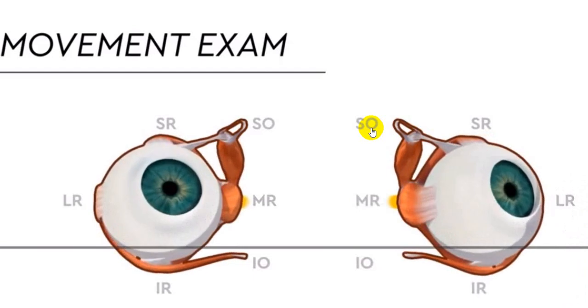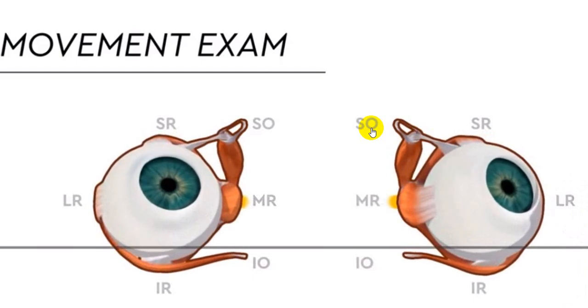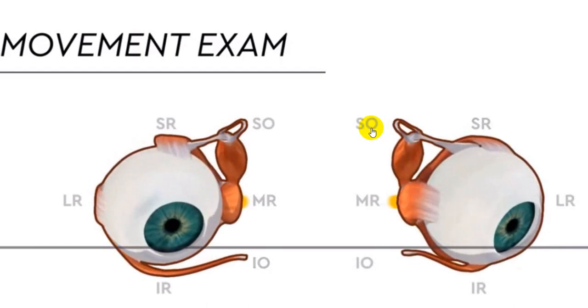Now move the object directly superiorly. This position tests the patient's left superior rectus muscle, up and out, and the right inferior oblique muscle, up and in. Continue by moving the object directly inferiorly to test the patient's left inferior rectus, down and out, and opposite the eye, right superior oblique muscle, down and in.